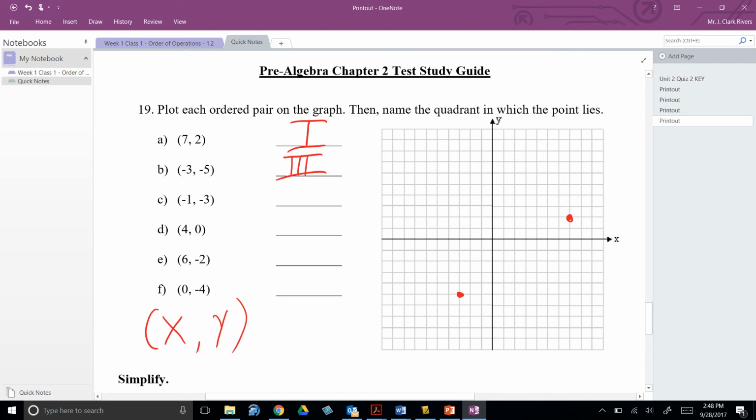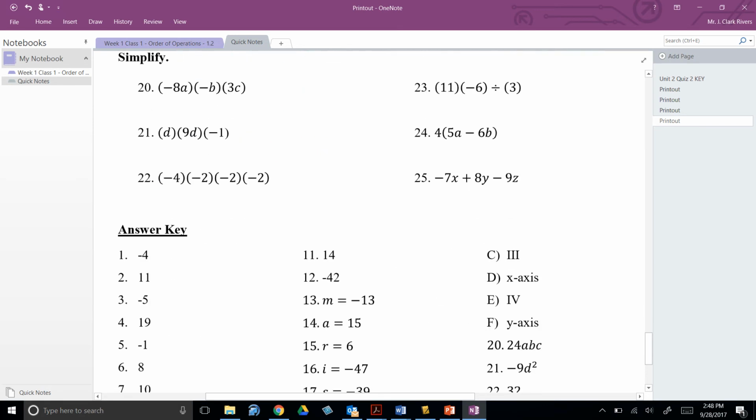How about 4, 0? 4 in the x direction. 1, 2, 3, 4. 0 in the y direction. I'm right there on the x-axis. You can say none. I would also take x-axis, something like that. That is not in a quadrant. None. All right. How about 6, negative 2? 1, 2, 3, 4, 5, 6, and then negative 1, negative 2. That's that point right there. 6, negative 2. That is in quadrant 4. Quadrant 4. There you go. All right, so that should be good there. I think you guys are pretty good with plotting points.